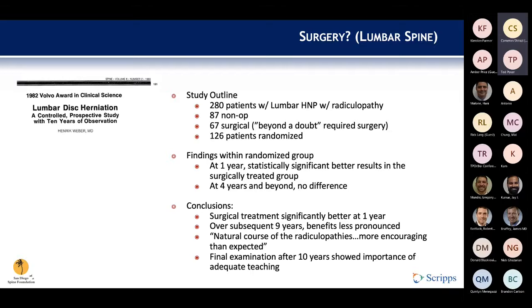The study outline was 280 patients with lumbar HNP with radiculopathy. 87 were treated non-operatively, 67 were treated surgically because they, quote unquote, beyond a doubt required surgery, and 126 patients were randomized into groups. Findings within the randomized group showed statistically significant better results in the surgically treated group at 1 year, but at 4 years and beyond, there was no difference. In their conclusions, the paper pointed out that surgical treatment is significantly better at 1 year. Over the subsequent 9 years, the benefits are less pronounced.